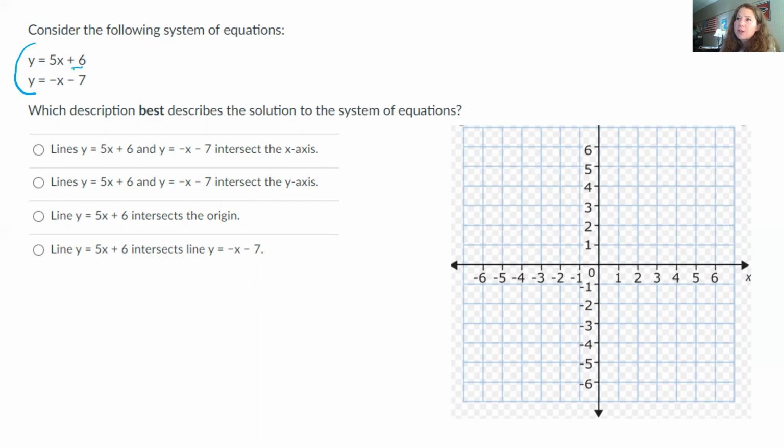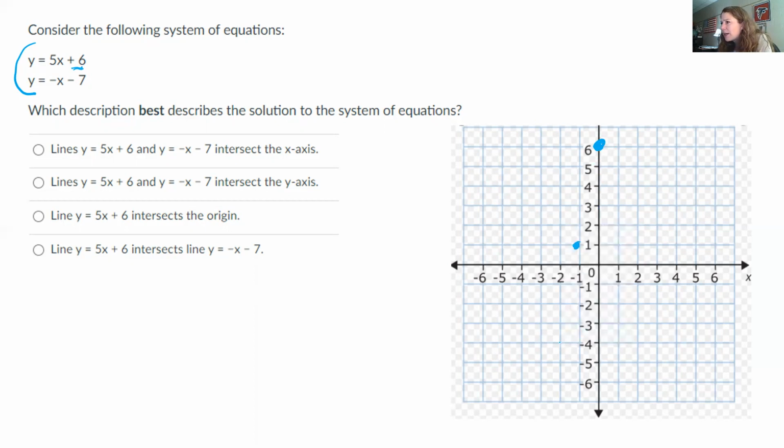So remember, graphing, we start with our y-intercept, +6, and then normally we'd go up 5, right 1. Well, we don't have enough space to go up 5, right 1, so we're going to do the opposite. We're going to go down 5, left 1. 1, 2, 3, 4, 5, left 1. Do it again. 1, 2, 3, 4, 5, left 1.